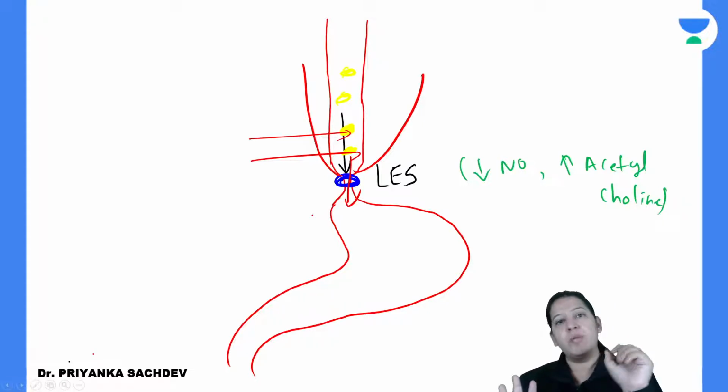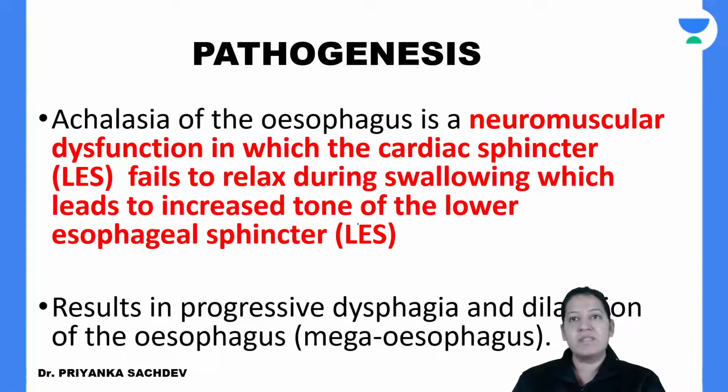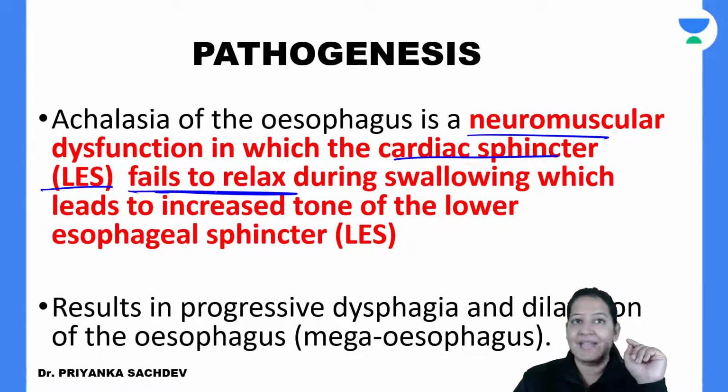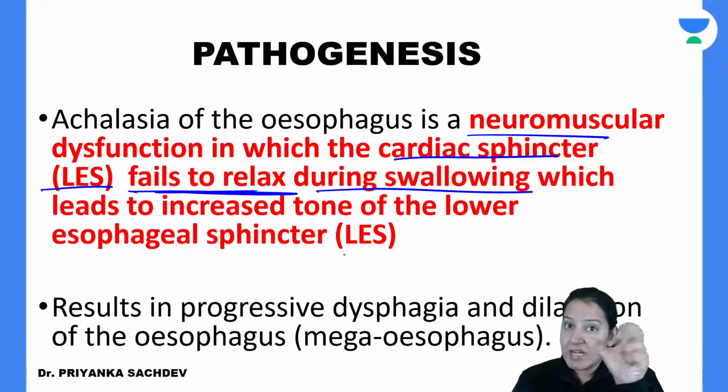Have you got it? What is the problem? LES is not opening during swallowing. It should open during swallowing, but it is not opening. So what is the definition? It is a neuromuscular dysfunction in which the cardiac sphincter, that is LES, fails to relax. It is failing to relax during swallowing. So it is due to the increased tone of LES.